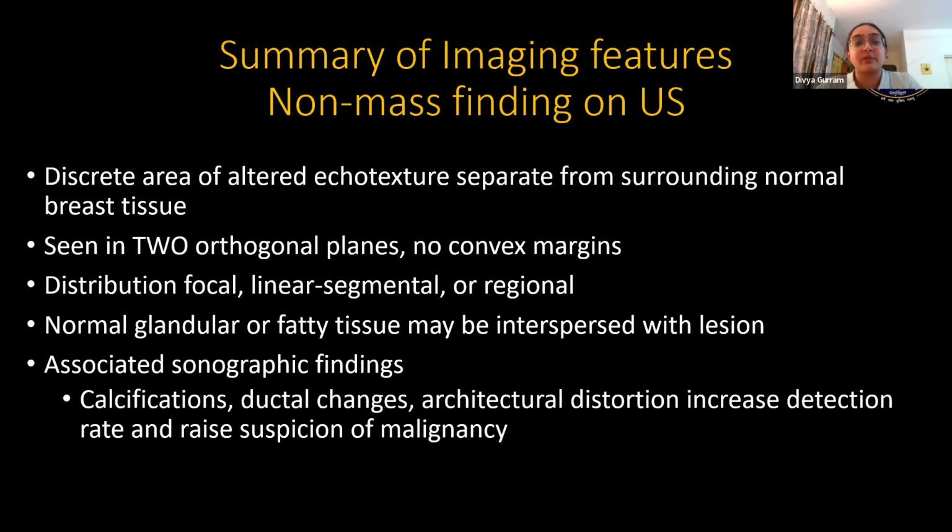So all these classifications summarized together, all these authors have tried to define what a non-mass lesion is, and they all agreed on the description that non-mass lesions are a discrete area of altered echotexture, separate from the surrounding normal breast tissue. It's very important that we see these non-mass lesions on two separate orthogonal planes. Otherwise, they could just be normal breast parenchyma that we're mistaking for a non-mass lesion. They should not have any convex margins, and the distribution could be focal, linear, segmental, or regional. And similar to how non-mass enhancement is characterized in MRI, normal glandular or fatty tissue may be interspersed within the lesion as well. Associated sonographic findings such as calcifications, ductal changes, and architectural distortions all increase the detection rate and raise the suspicion of malignancy.